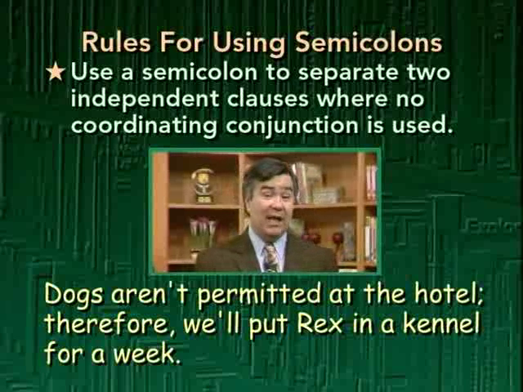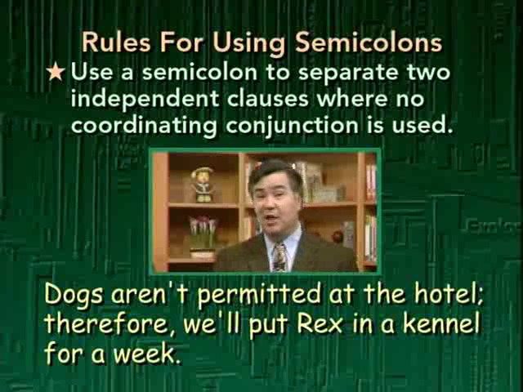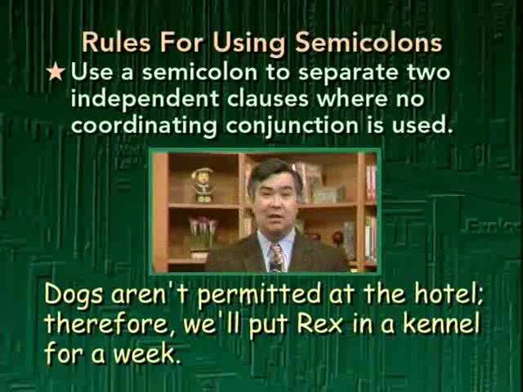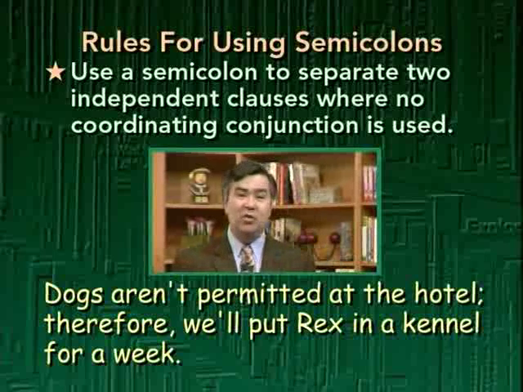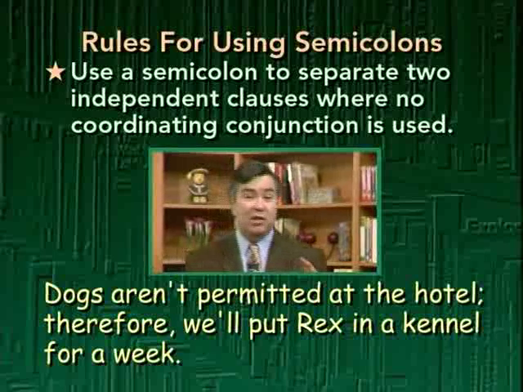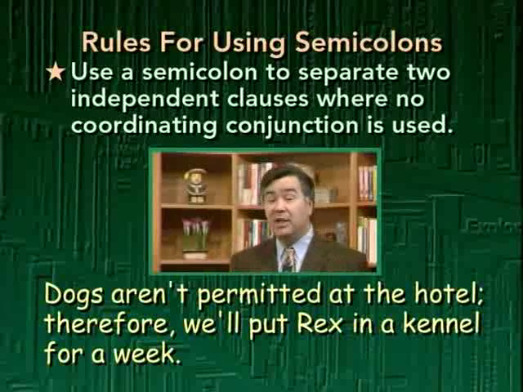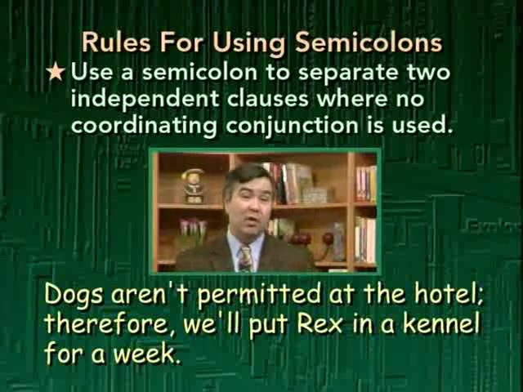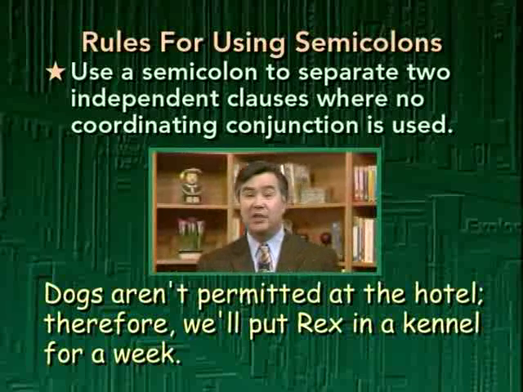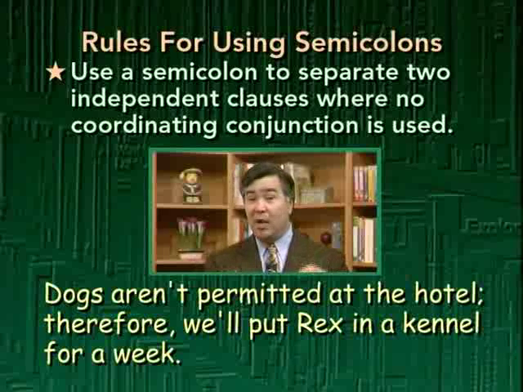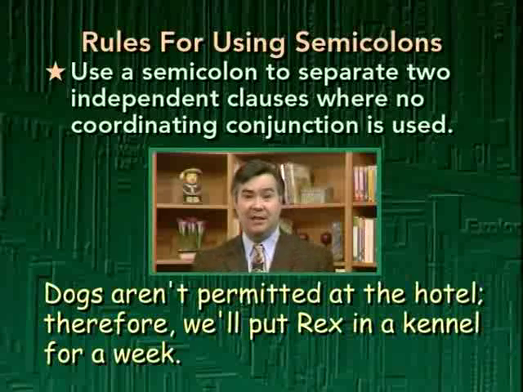Dogs aren't permitted at the hotel. Could that stand alone as a sentence? Yes. Therefore, we'll put Rex in a kennel for a week. That too could stand alone as a sentence. So we have what could be two independent sentences. But because the ideas are so closely linked and they really belong together, the author has chosen to join them in a single sentence. And the semicolon as a way of separating the two independent clauses is correct.